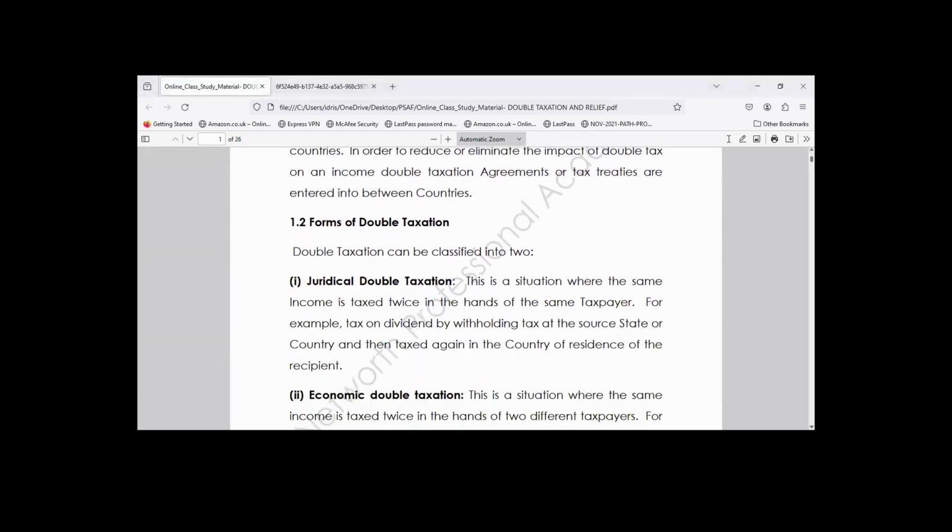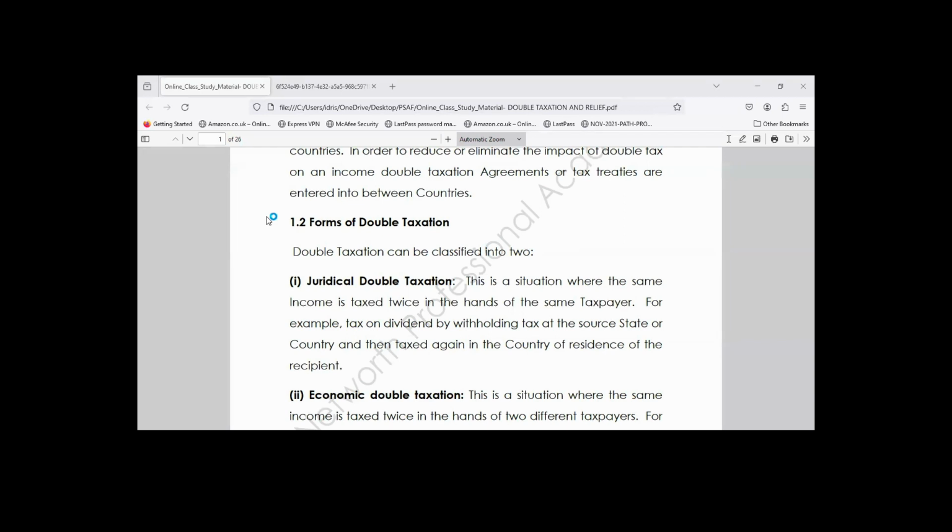Forms of double taxation. What are the classifications of double taxation? Generally, there are two forms: juridical double taxation and economic double taxation. What is juridical double taxation? Juridical double taxation simply means that the income an individual or company receives is taxed twice in the hand of the same taxpayer.